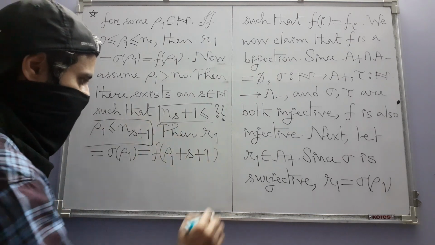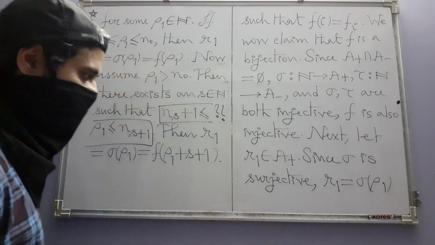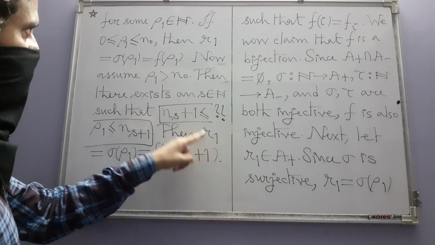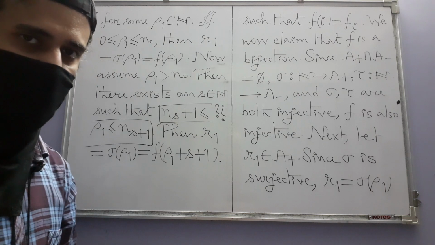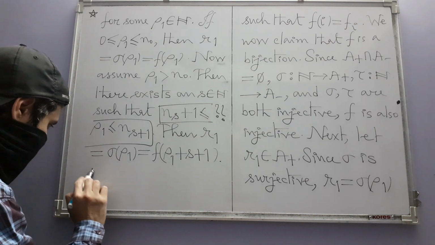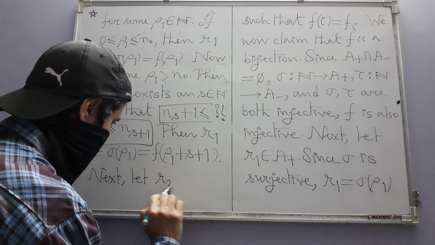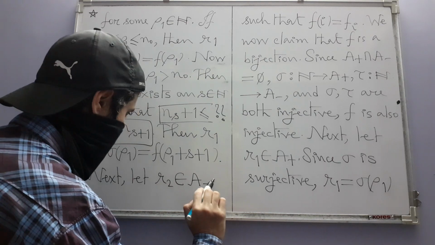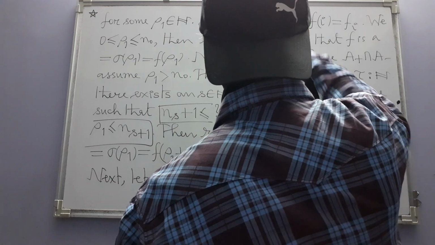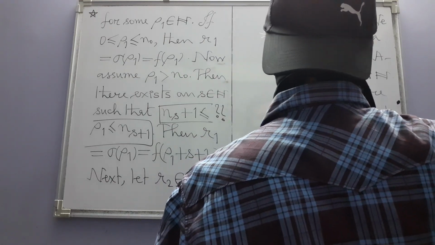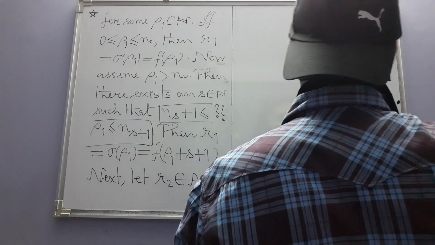So we now have this. So that means if our R1 is coming from A plus, then R1 appears, no matter what the case is, as an output under F for some input. Next, let R2 belong to A minus. This one is easier because these are just some technical things. Just one argument. If we forget how it comes, then that's just it.